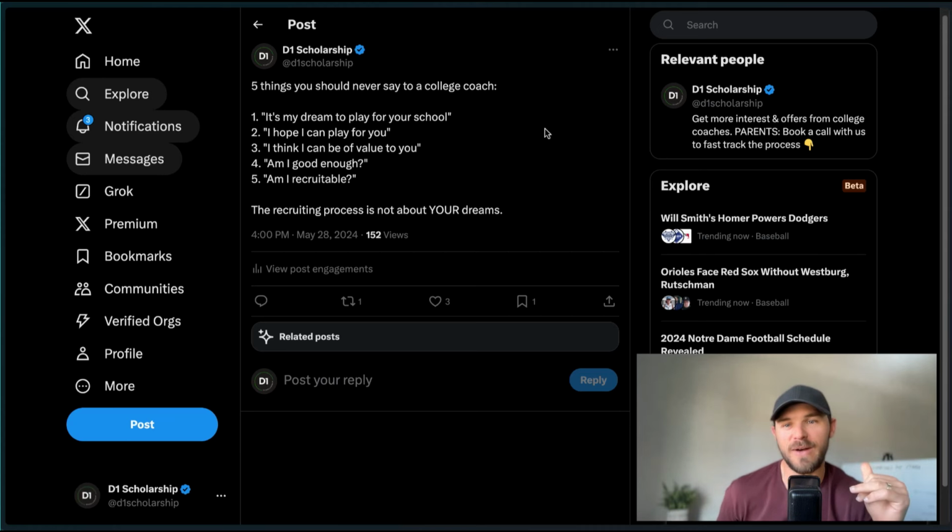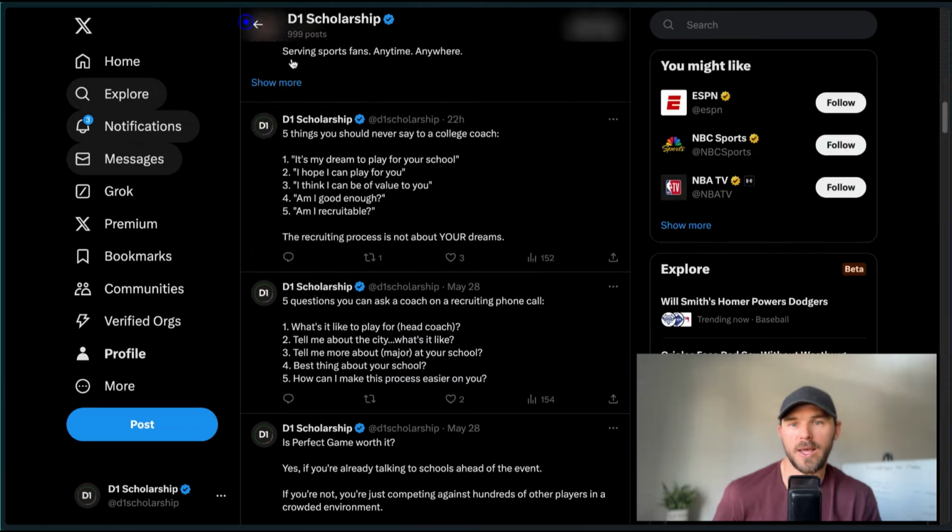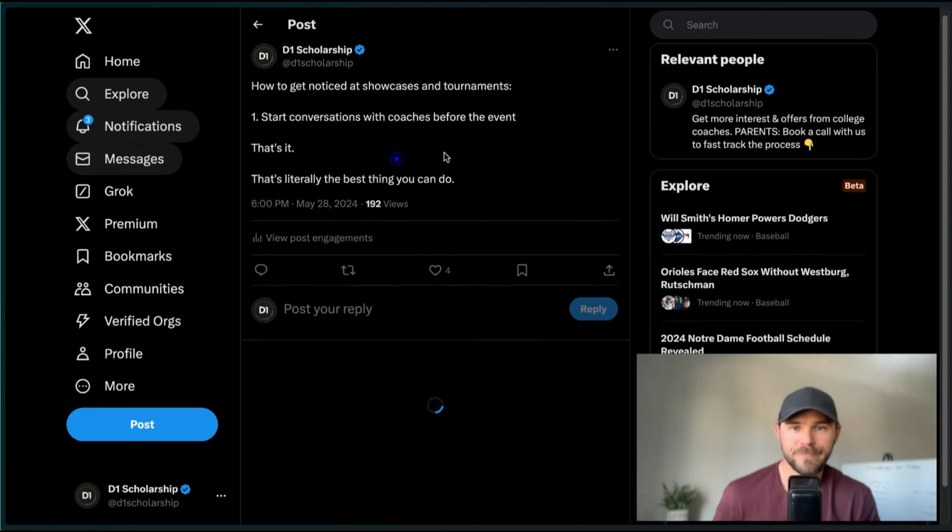So these are 5 things that I think when you say any phrase like these, it doesn't just have to be these exactly. Any phrase like these, you are putting yourself in a position of weakness, and you're going to have a hard time generating interest from college coaches saying things like that.